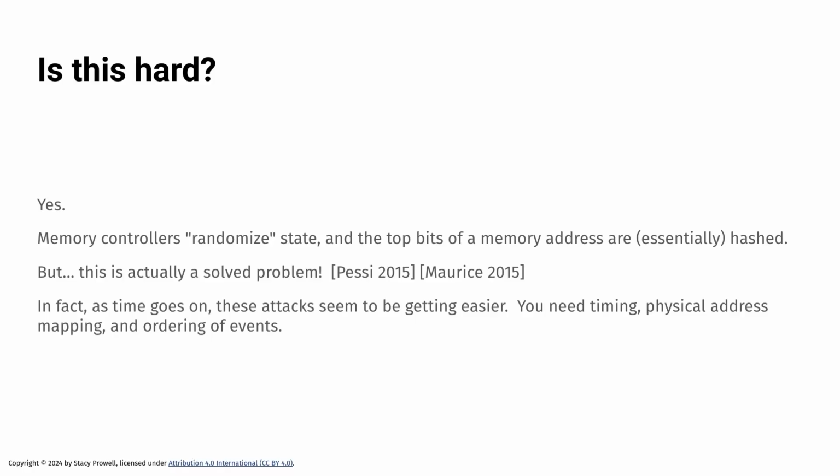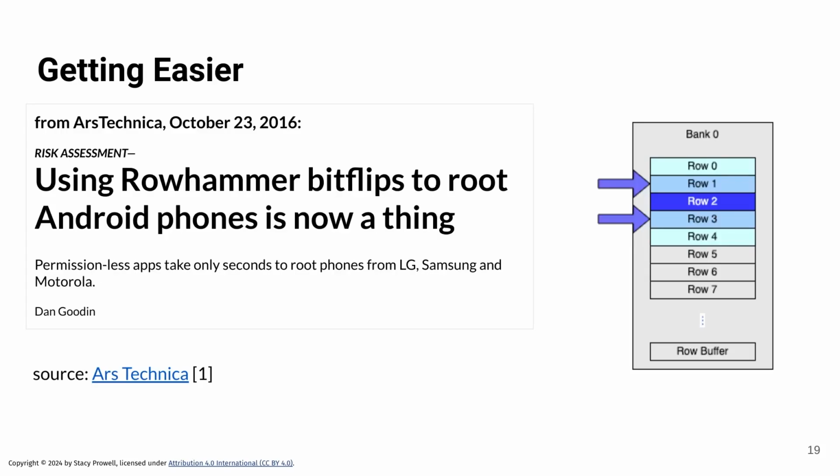And as time goes on, like I've mentioned how security degrades, these kinds of attacks seem to be getting easier. Now you need timing, you need physical access, you need ordering of events to make this work, but all of that is getting easier and easier and easier until finally, using this technique, which is called Rowhammer, to cause bit flips and ultimately give yourself root permissions can be done.